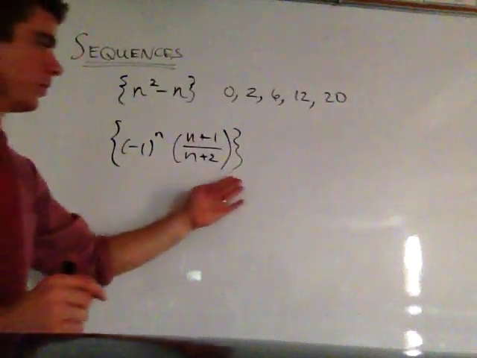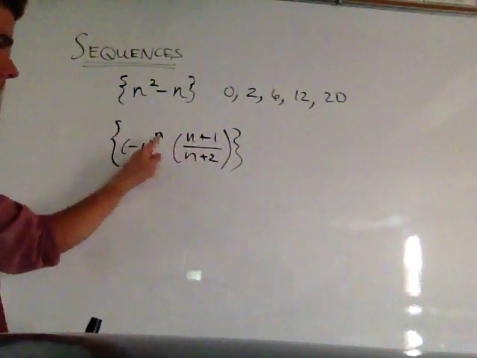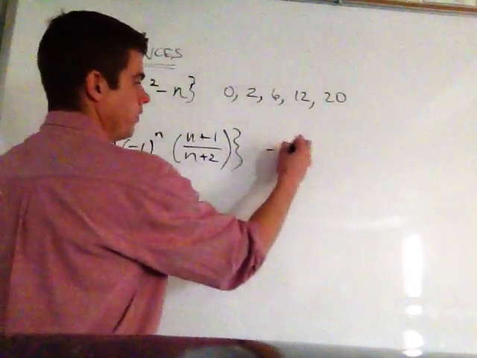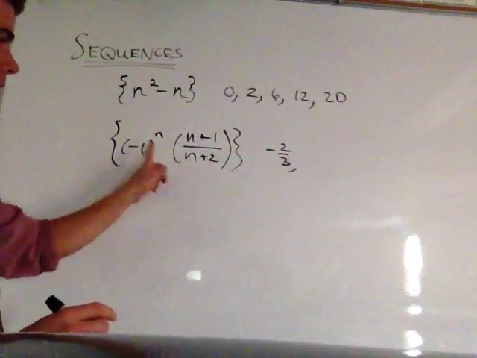So if I list out the first 5 terms, let n equal 1, I get 2 over 3, but it's negative, so negative 2/3. Let n equal 2, so 3/4, but it's positive.